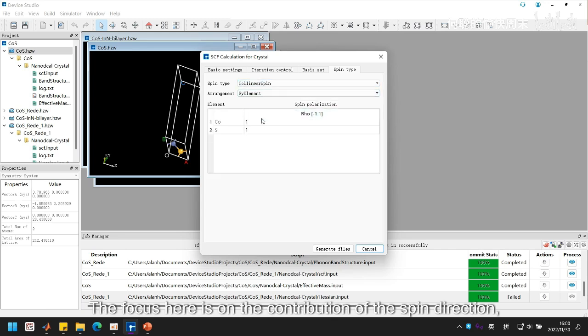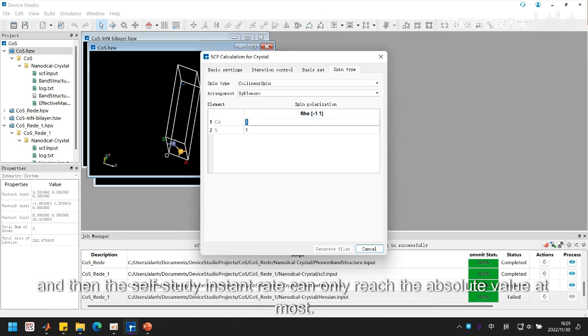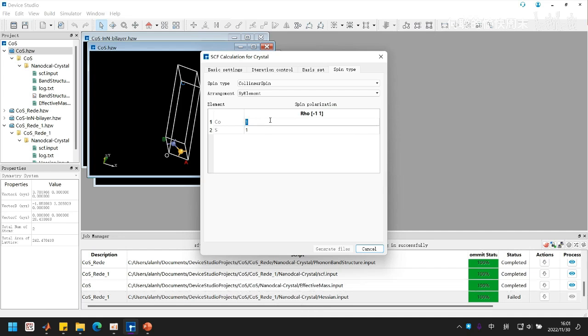The focus here is on the contribution of the spin direction, considering only this aspect. Or up and down, there are only two directions, upward and downward. And then, this is the spin polarization rate. Because if we only consider one direction, there are only two kinds, positive and negative, and then the spin polarization rate can only reach the absolute value at most. First, it should also mean a few percent.